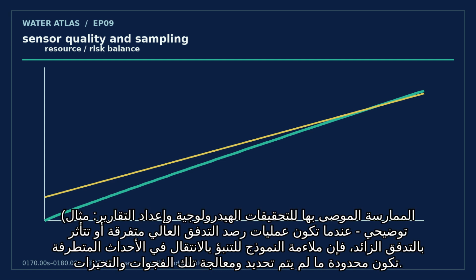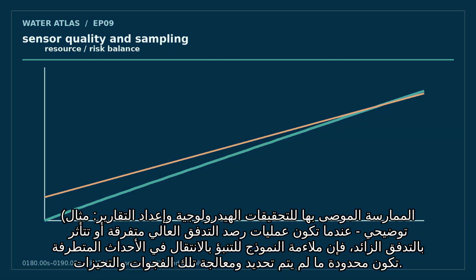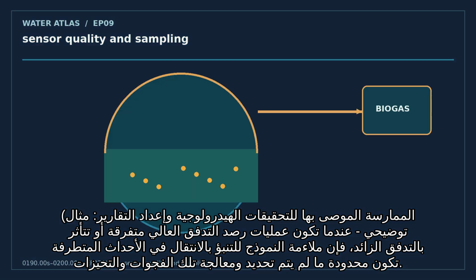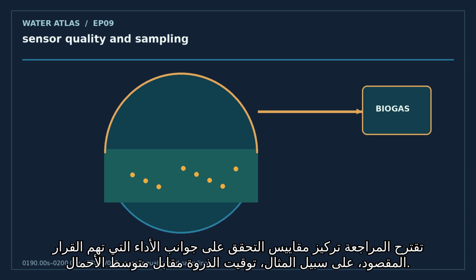Illustrative example. When high-flow observations are sparse or affected by overflow, the model's suitability for predicting extreme event transport is limited unless those gaps and biases are characterized and addressed. Validation metrics should focus on aspects of performance that matter to the intended decision, such as peak timing versus mean loads.